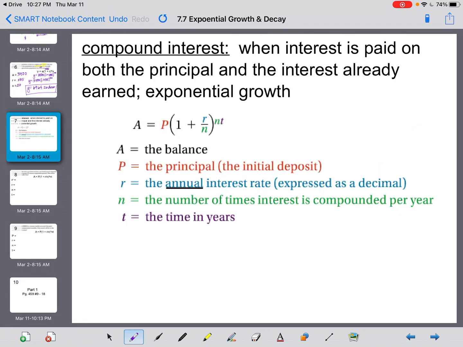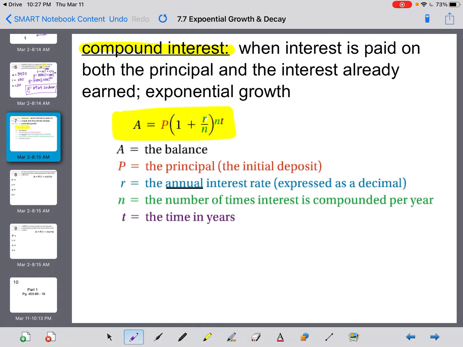Okay, next we're going to learn about compound interest. We've talked about simple interest before, and this one's a little bit extra and actually better if you can find it when you go to the bank. Compound interest is when interest is paid on both the principal, so the amount you put in, and the interest that you've already earned. So every year you're getting your interest on a little bit more of a balance than what you started with. Okay, so our formula for compound interest is A equals P times 1 plus R over N to the NT power.